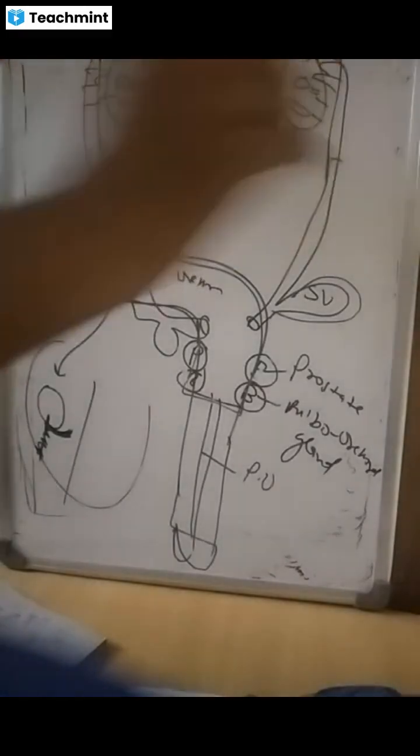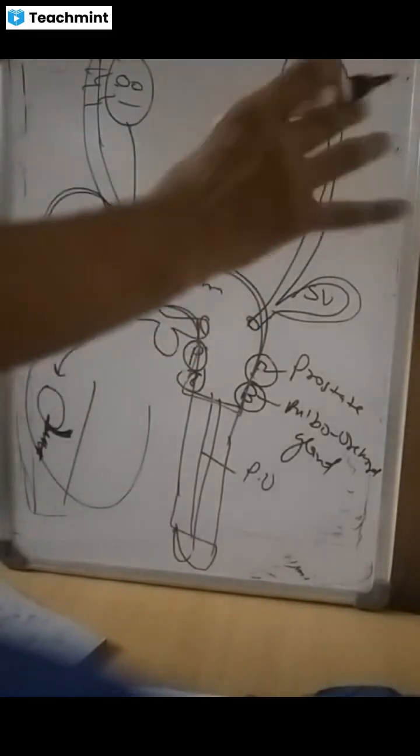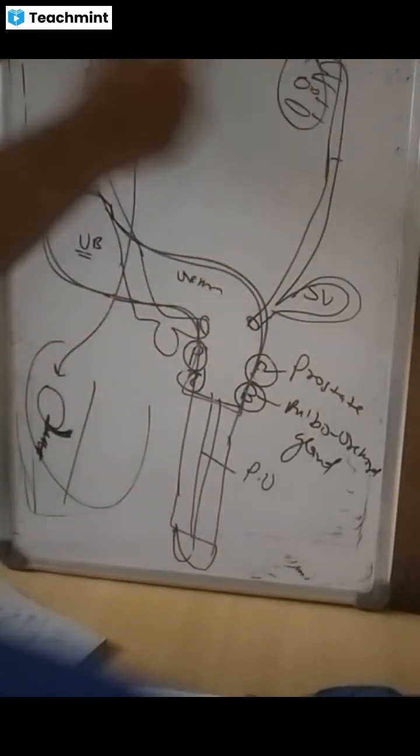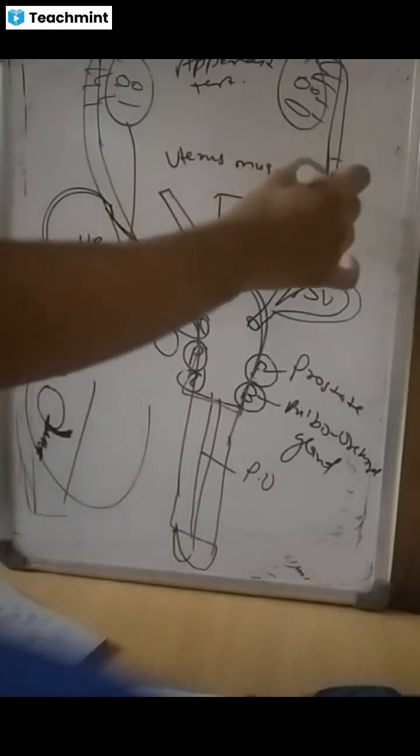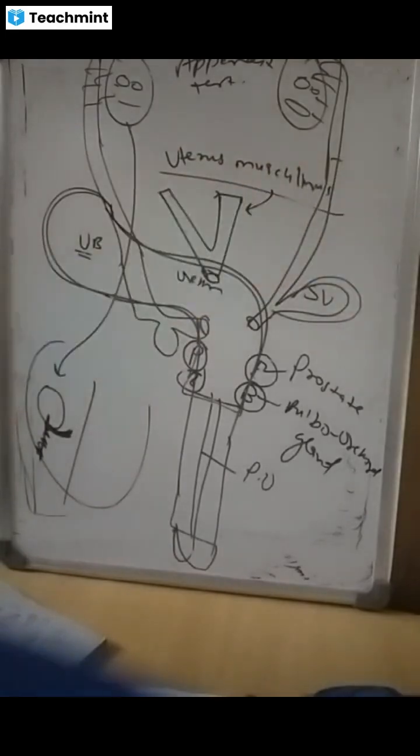One more structure, the paramesonephric duct. The cranial part forms the appendix testis here, and the caudal part will be like a uterus. So this is all about the male reproductive system.